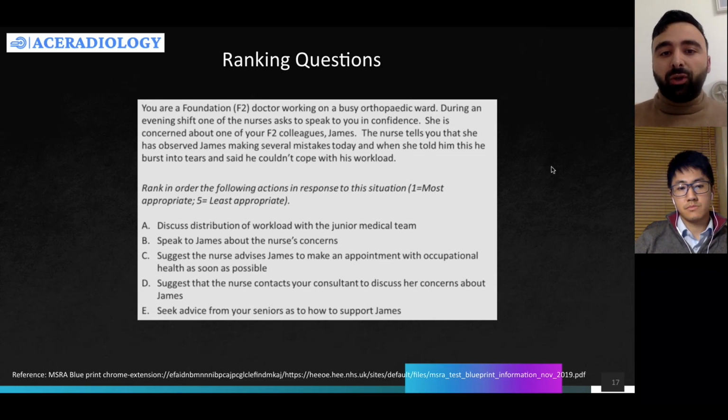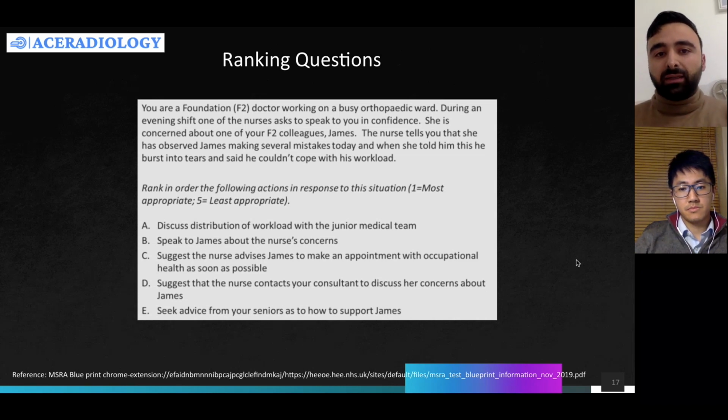Also, when you're answering this question, you're expected to be seen as an F2 level. So if an option gives you an answer which would usually be what a registrar or a consultant would do, you would not choose that option. You have to look at it as if you're an F2, and what would you do from an F2 point of view. So that's very key, because you do have some answers that would throw you off.